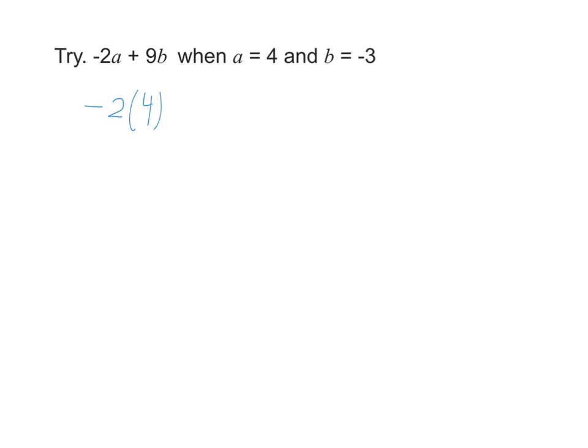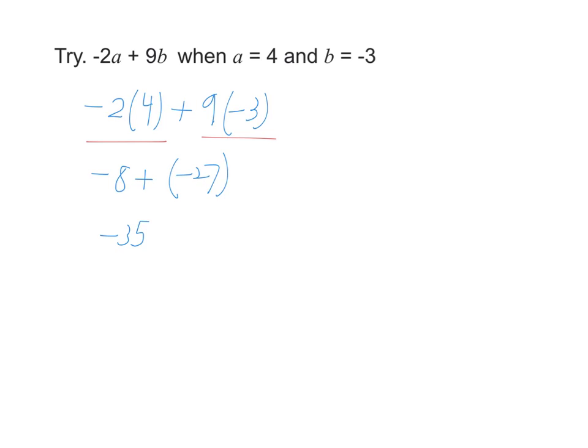A was 4, B was negative 3. Order of operations says to do the multiplication first. So I'll have negative 8 plus a negative 27. Those are both negative, so I'll go ahead and combine those together to be negative 35.